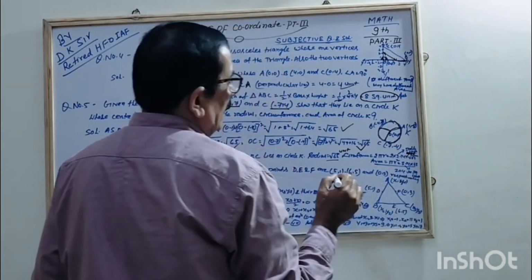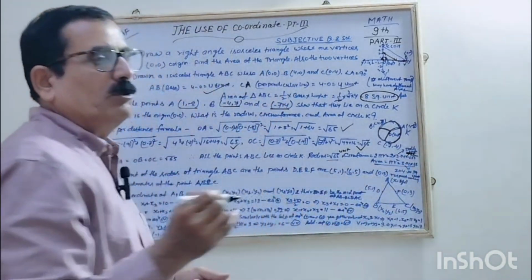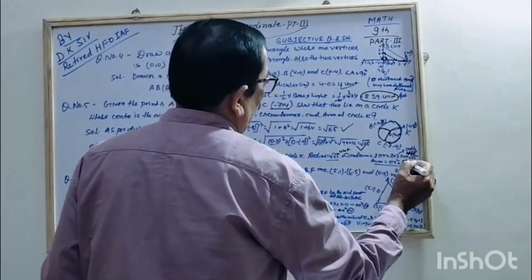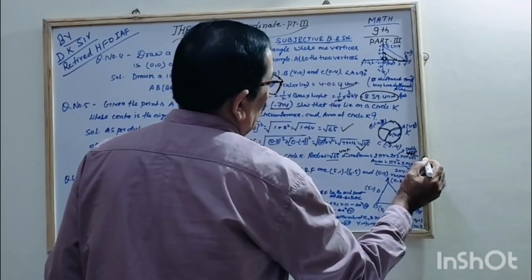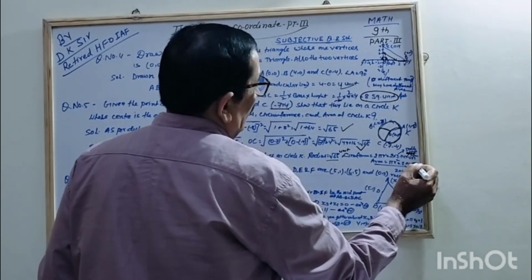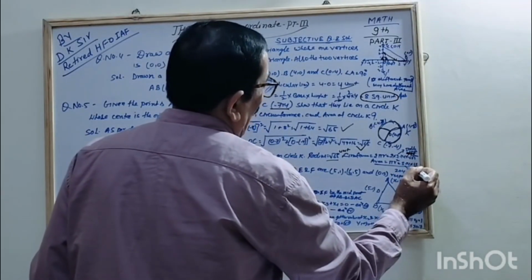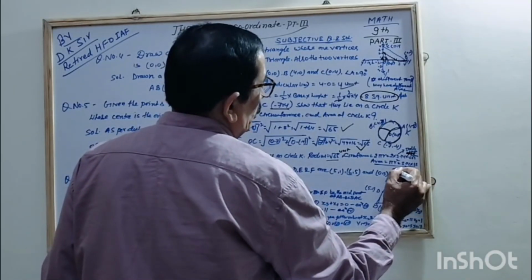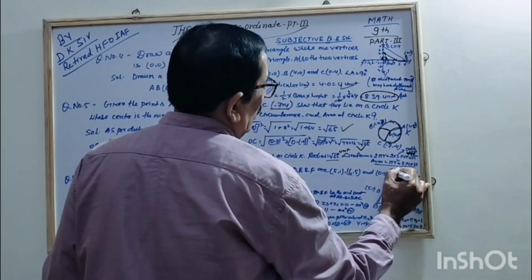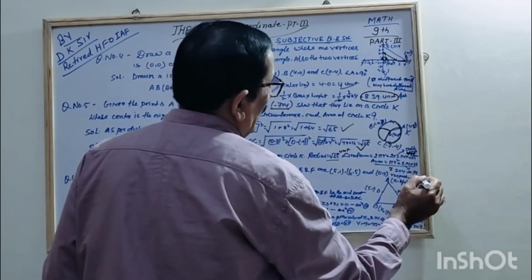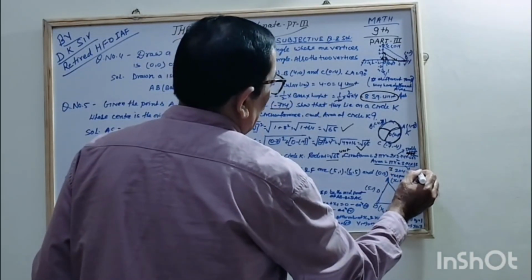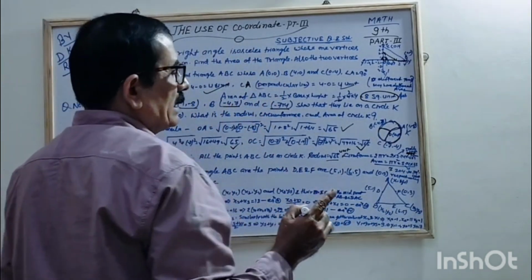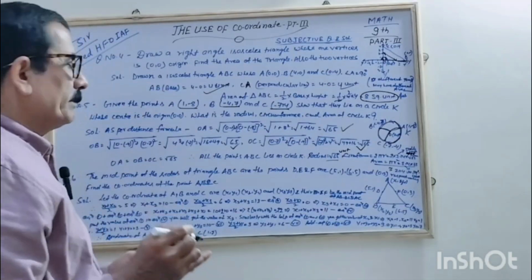When you go for the area, you write pi r squared. The pi value you write as 3.14, and r squared is root 65 squared, so the root is removed. Then we get 3.14 into 65, so in total you will get 204.20. That is also approximate, and it will be in square units. Understood? That is the answer of question number 5.